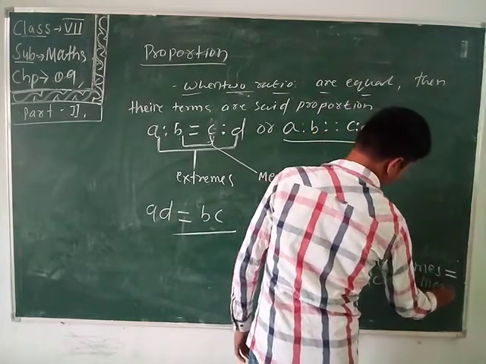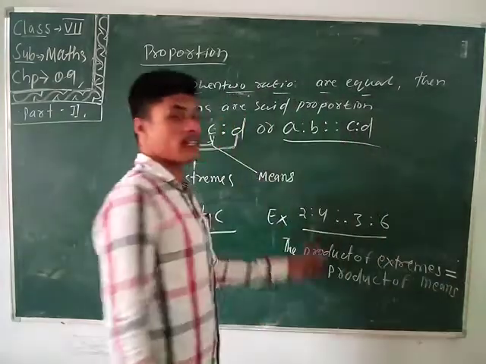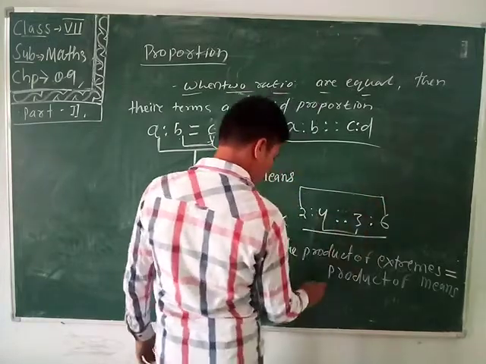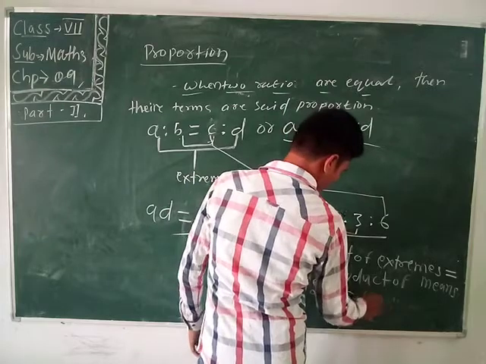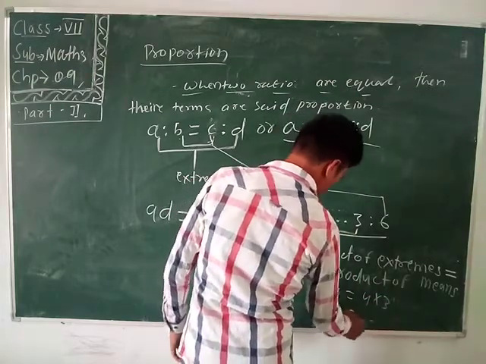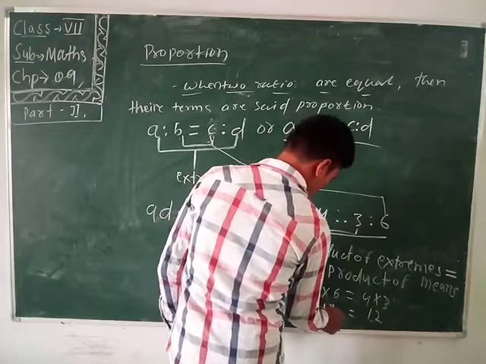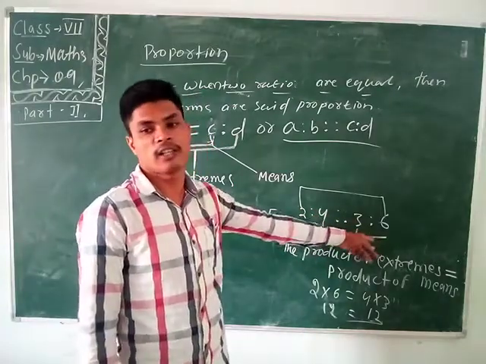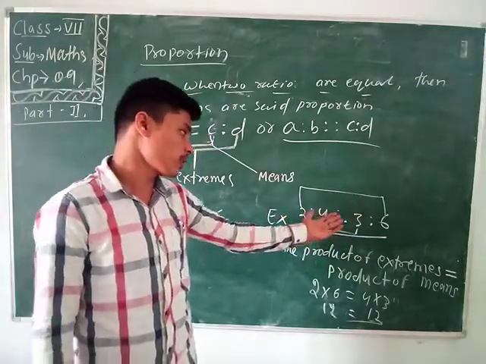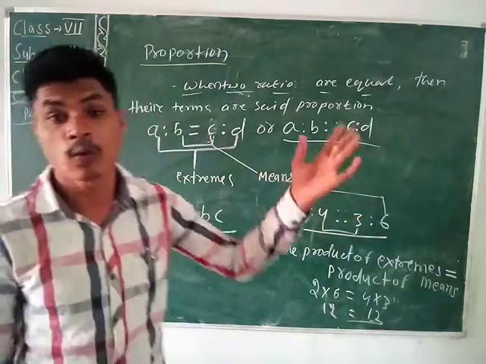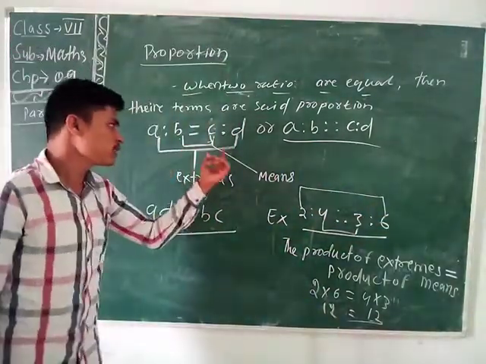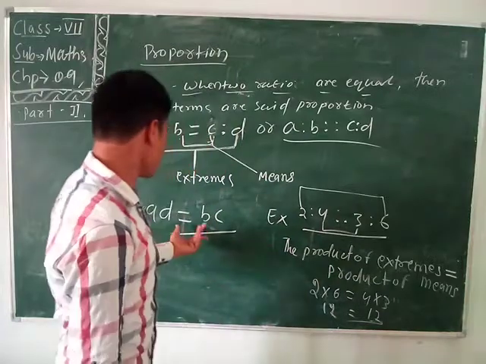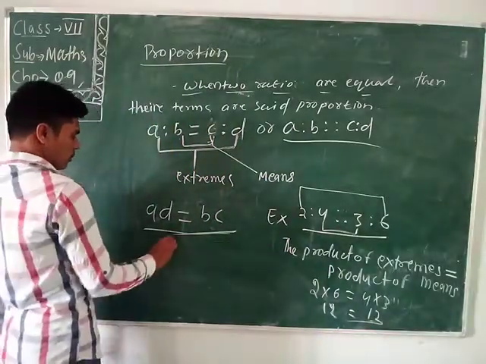Product of extremes and product of means. Then 2 into 6 equals 4 into 3. 12 equals 12. That means both ratios are equal. That's why 2 is to 4 proportion 3 is to 6. Clear about it? Proportion means the product of extremes and means are equal, that is AD equals BC.